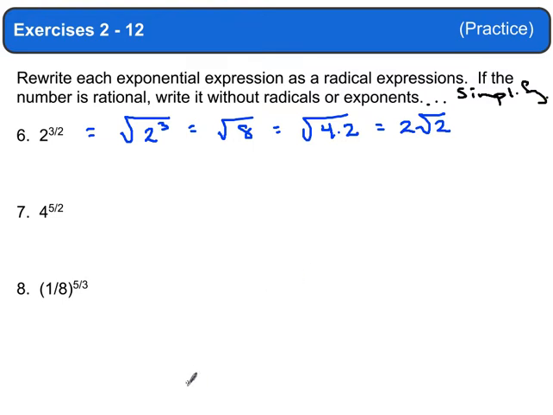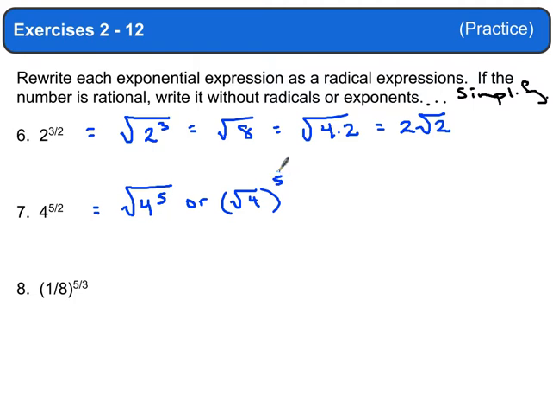Their goal is to have us simplify these if possible. So in the next one, you get equals the square root of 4 to the 5th power. Remember, in this case, it might be smarter to take this one. Remember, I showed you in the previous set of slides, there's an or. I can write it as the square root of 4 to the 5th power.